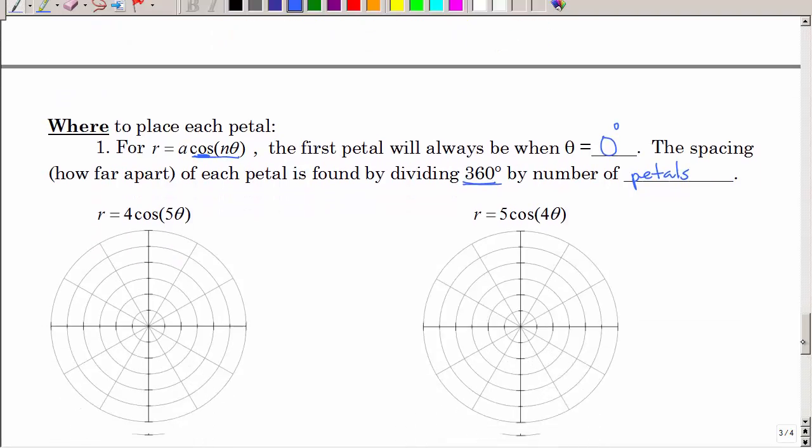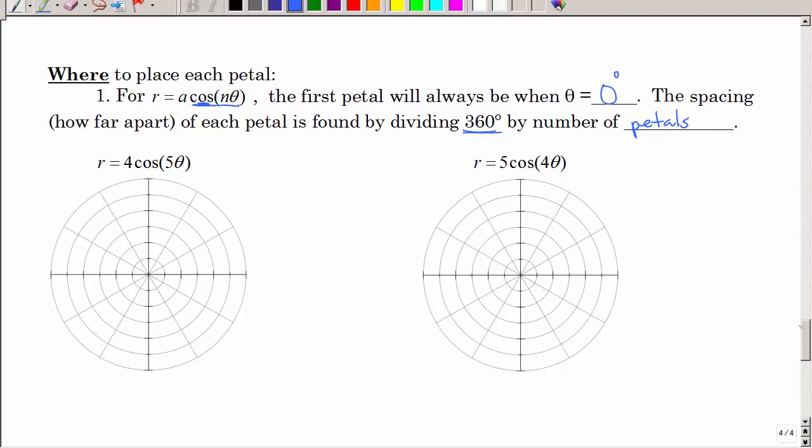So let's do some examples. So yes, you could do it on the calculator, but you're going to need to be able to answer some questions on the test. All right, so we know we have cosine. N is 5, so I know I have 5 petals. I'm going to take 360 and divide it by 5, and I'm going to get 72. So that would be how far apart each petal is. And they're going to be 4 big. So they start at 0. 1, 2, 3, 4. So that's going to be your first petal.